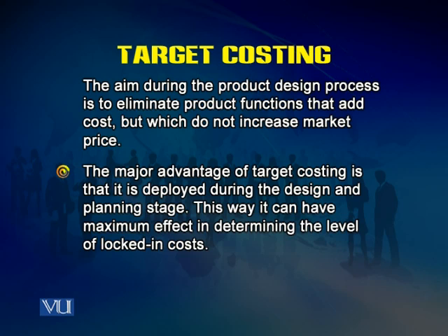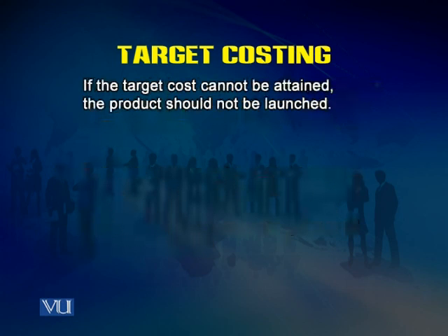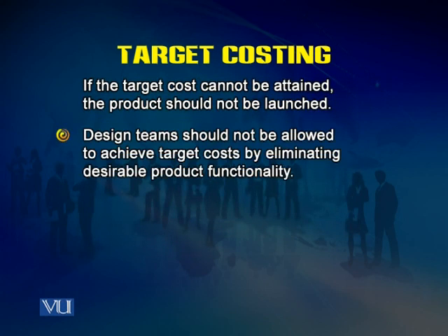Before manufacturing, you are going to commit in case you need new machinery, if you need new staff members, or if you need to add an energy source, so you're going to add a generator. Those are the locked-in costs, and they are usually those costs incurred at the planning stage and before the manufacturing actually starts. If the target cost cannot be attained, the product should not be launched. Design teams should not be allowed to achieve target cost by eliminating desirable product functionality.